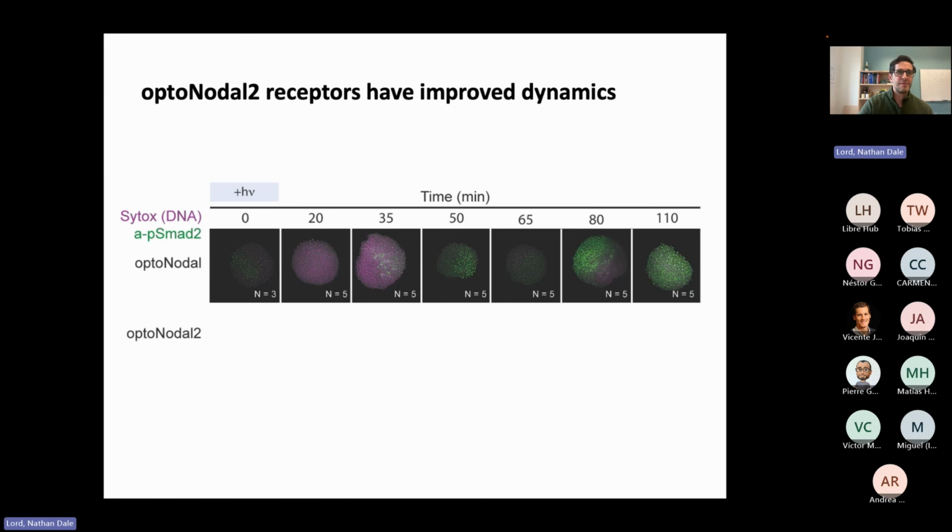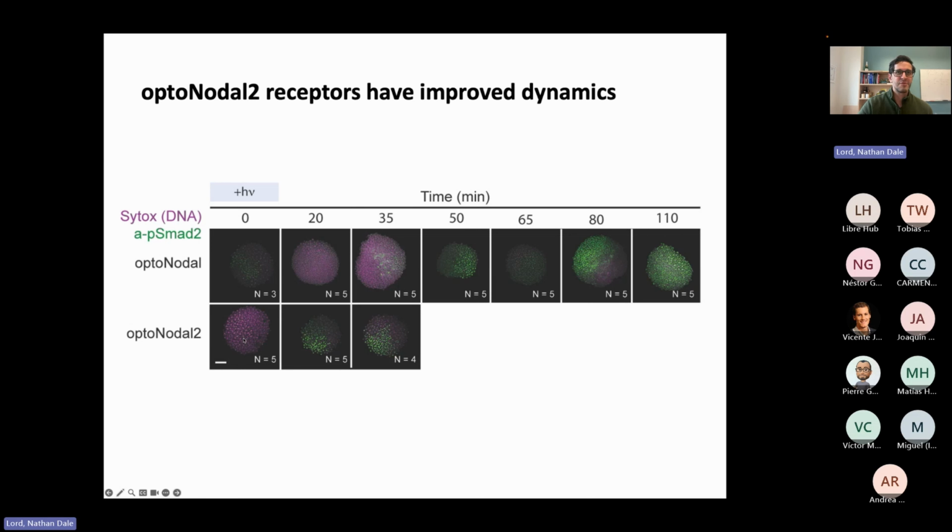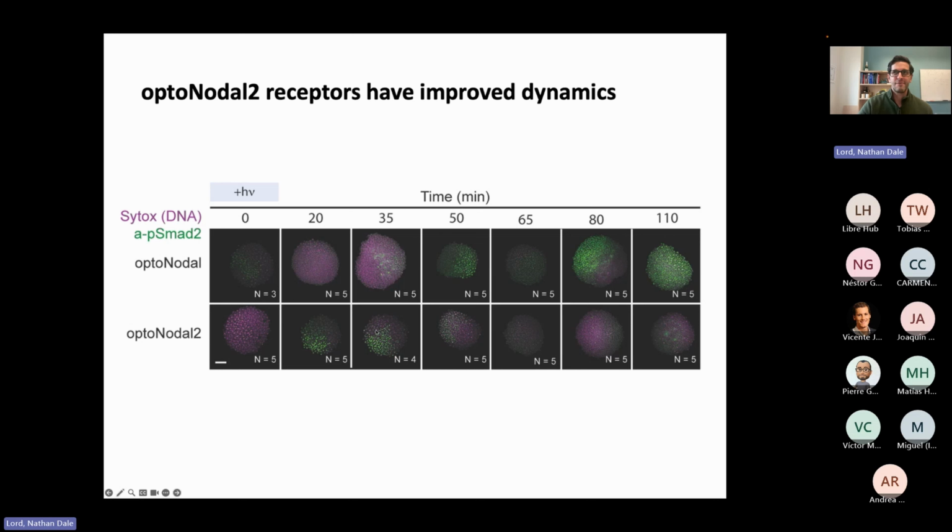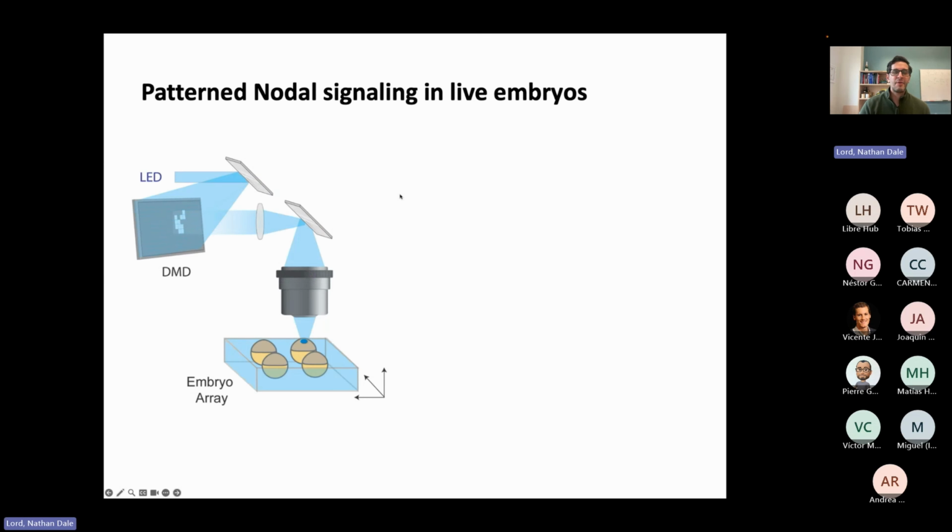But our receptors, if you repeat the same experiment, turn on over approximately the same time scale, but then they turn off right after. By 110 minutes after stimulation, we have signaling that has returned approximately to background. We think this probably plays a role in why we don't see appreciable dark activity when we don't stimulate them. Great, so we have some receptors that work nicely and are quiet in the dark and strong in the light. And so now we can actually start thinking about spatially patterning embryos.